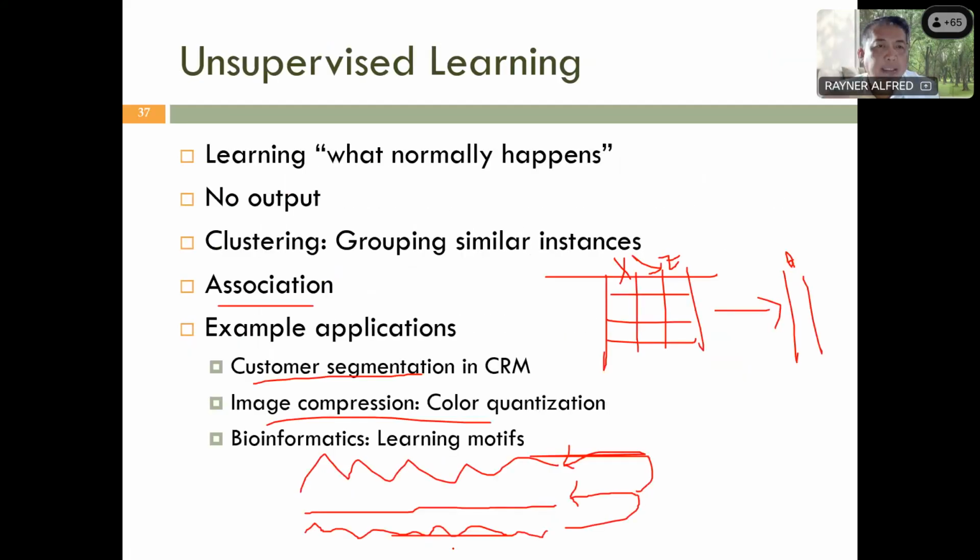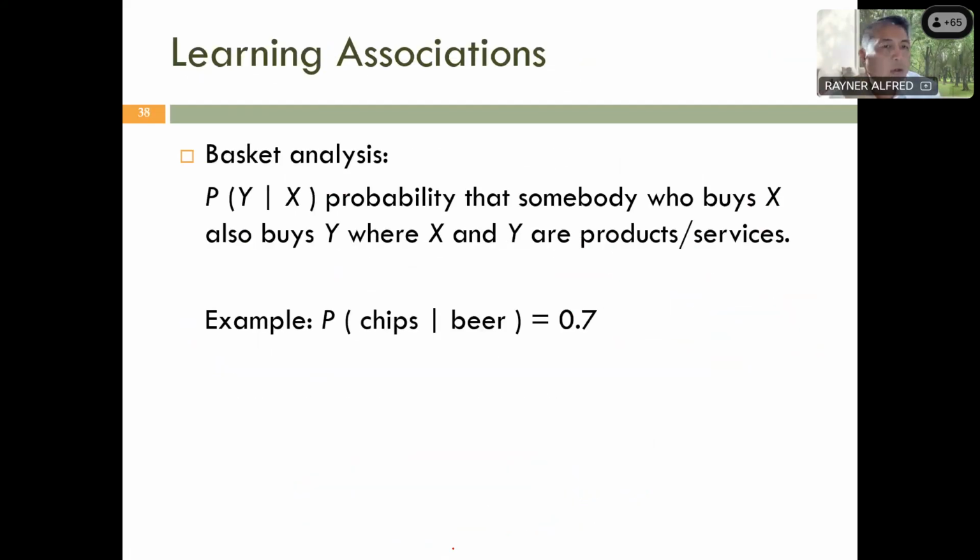This is another one, clustering. We can also use market basket analysis. Given X, what is the probability of having Y? So, for example, given that you buy a beer, what is the probability that you will buy chips? Okay, so 0.7. This is how we perform market basket analysis.